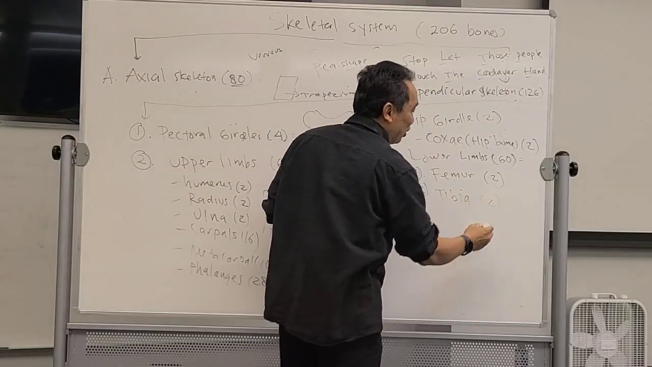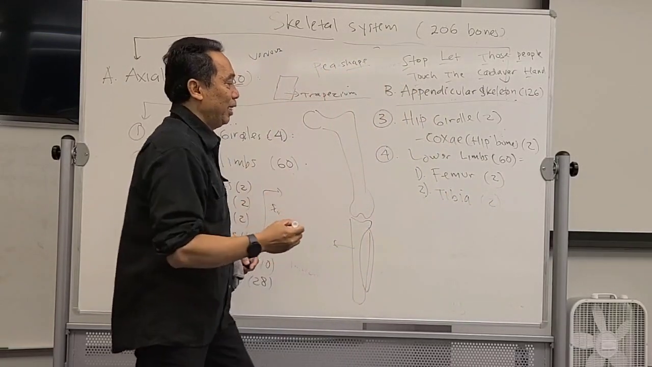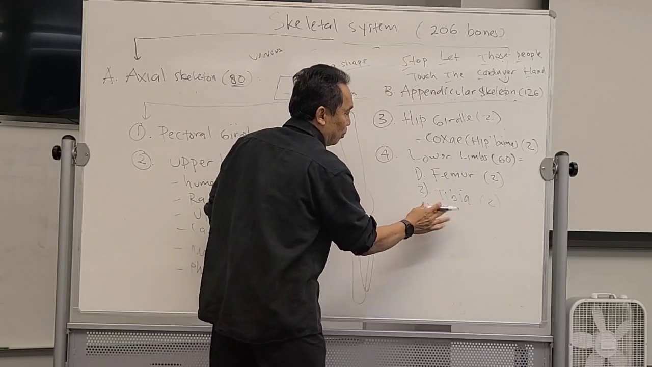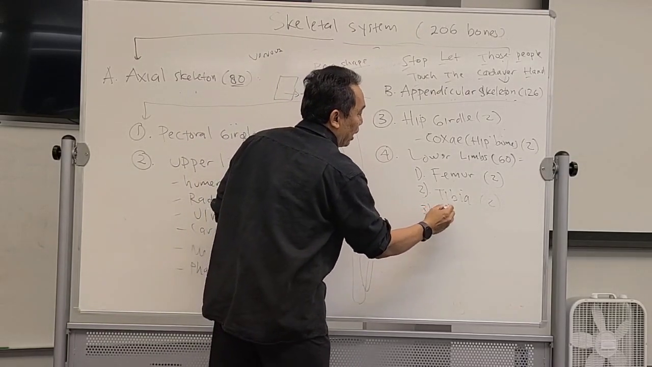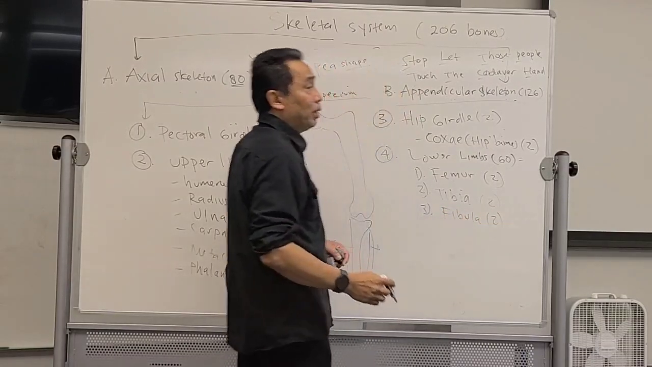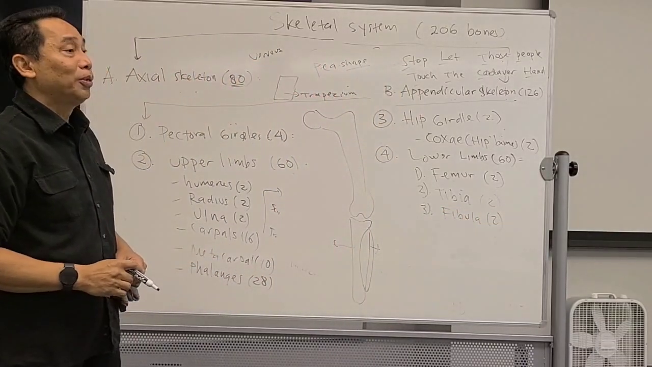So how many shin bones do you have? 2. The smaller one over here is called fibula. The smaller bone is fibula. It's also 2.